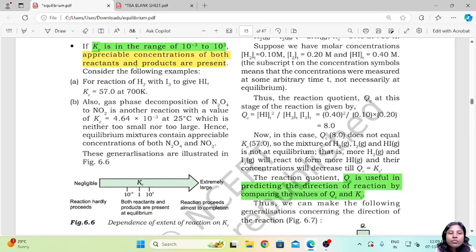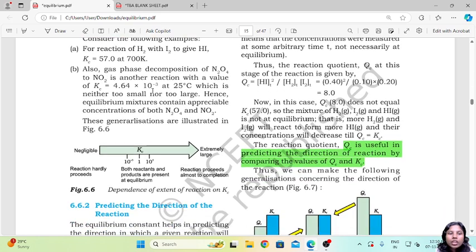So if we consider an example, say the reaction of H2 with I2 to give HI, then Kc here will be equal to 57.0 at 700 Kelvin. Also, the gas phase decomposition of N2O4 to NO2 is another reaction, with a value of Kc equal to 4.64 into 10 raised to minus 3 at 25 degrees Celsius, which is neither too small nor very large.